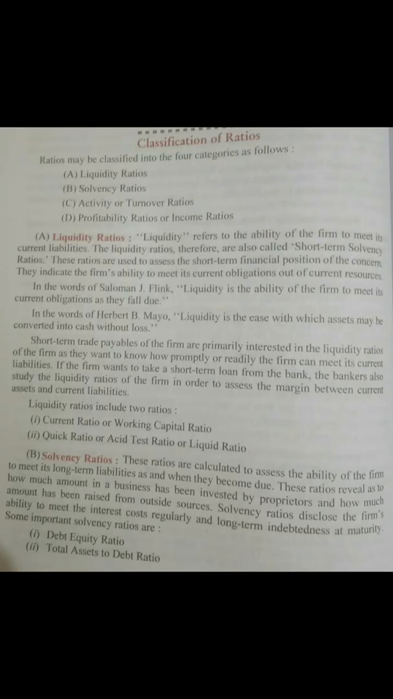In this video, we are going to study the classifications of accounting ratios. Accounting ratios are classified into four categories: liquidity ratio, solvency ratio, activity or turnover ratio, and the last one is profitability ratio, or we may say income ratio. So, the first one is liquidity ratio.